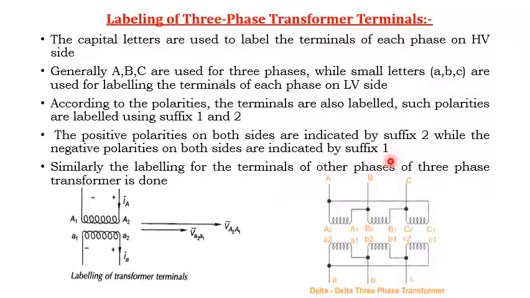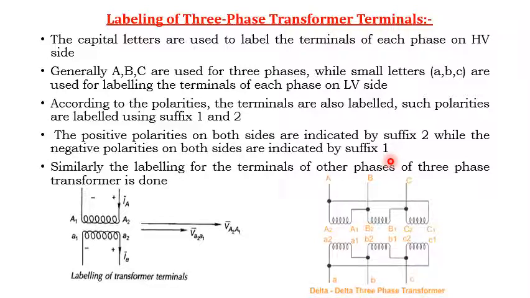Capital letters, that is A, B, C. Then if you consider the LV side, there we can represent the small letters, that is small a, small b, small c. And how can we represent the polarities? If there is a positive polarity, we indicate it by the suffix 2. If there is a negative polarity, we represent it by the suffix 1.